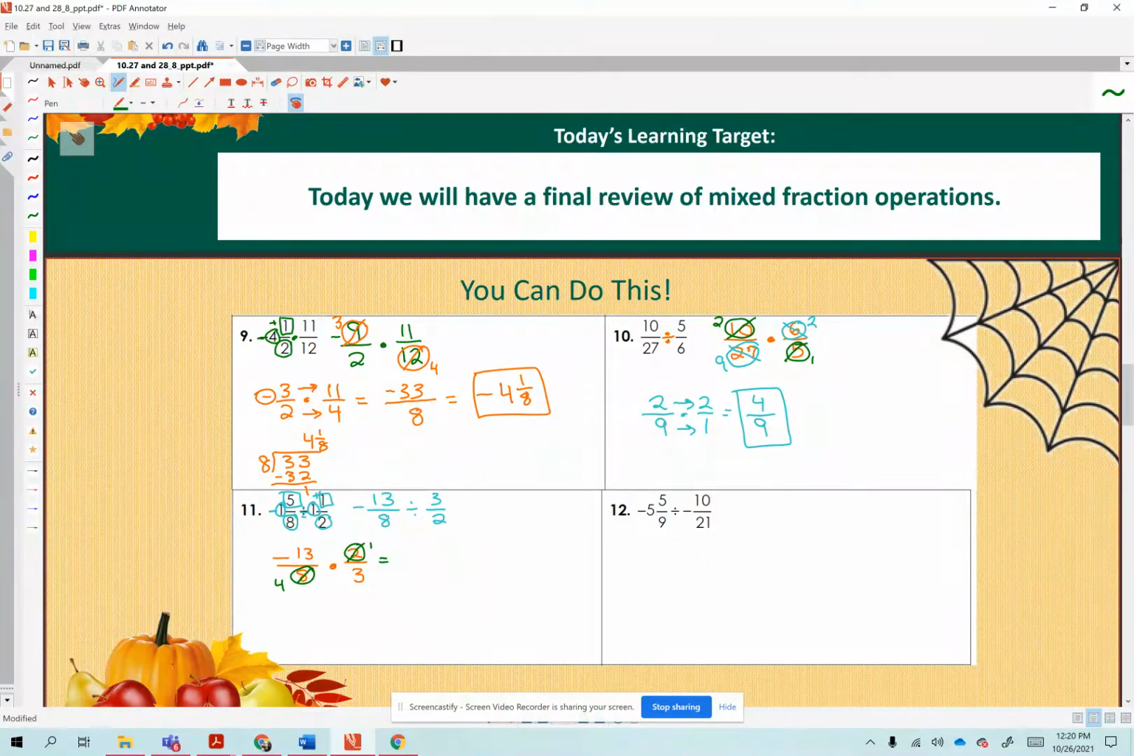Now we'll multiply straight across. Negative 13 times 1 is negative 13, and 4 times 3 is 12. And we know that this is an improper fraction. 13 divided by 12 is 1 with 1/12 left over. And that's negative 1 and 1/12, and that is our final answer.